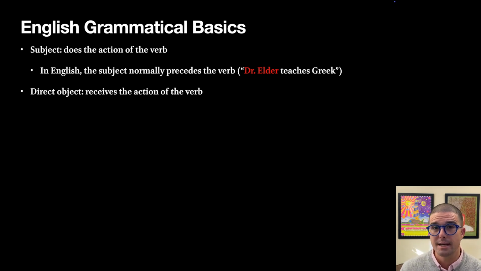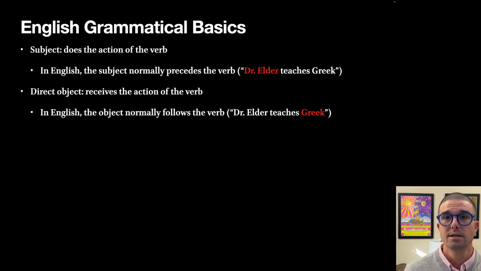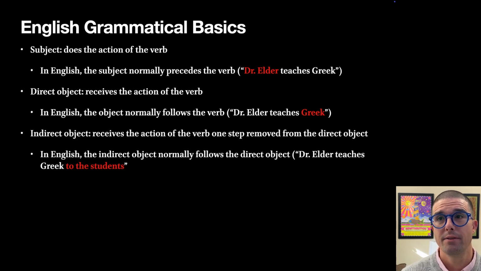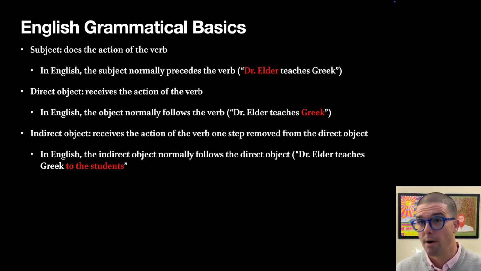The direct object in a sentence is the thing that receives the action of the verb most directly. So in the example of Dr. Elder teaches Greek, Greek follows the verb teaches because in English we like the order to be subject, verb, object, with the object following upon the verb. And the indirect object is the direct object, but one step removed. It receives the action of the verb in a more indirect way than does the direct object. So in English, the indirect object is going to follow upon the direct object.